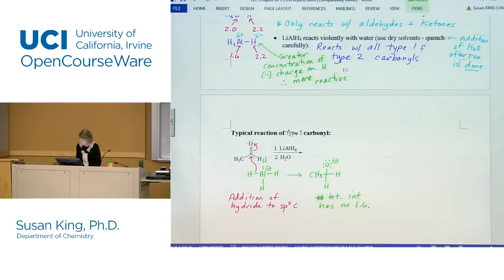As much as possible, I want to encourage you, rather than memorizing products, to actually go through the process of seeing what the reagent does and being able to make decisions. And then if I give you something that you haven't seen before, you'll be able to get the answer easily, okay? So the tetrahedral intermediate, because it's sp3 now, has no leaving group, and therefore it's an irreversible addition.